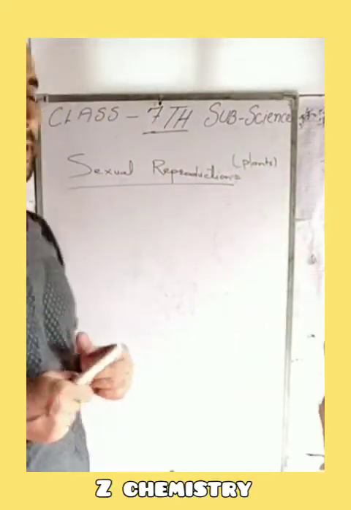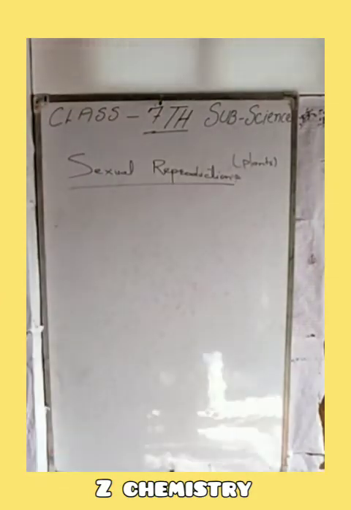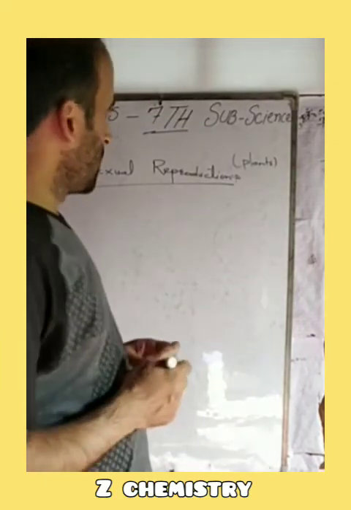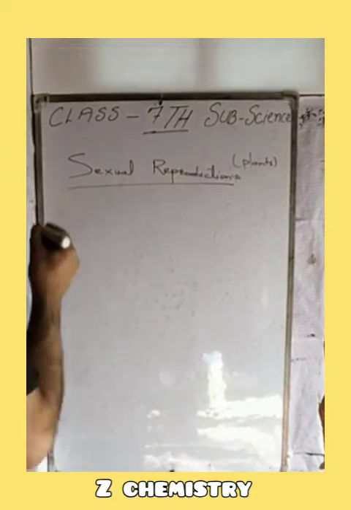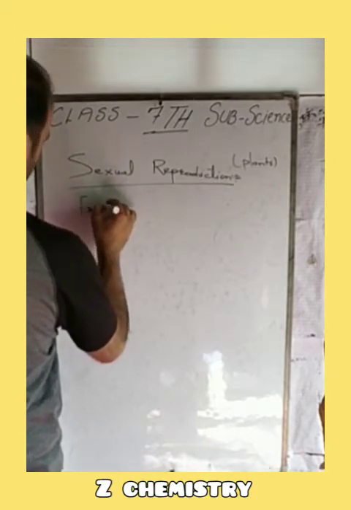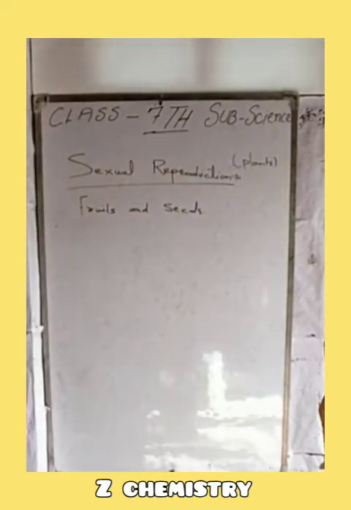Today we are going to discuss the next topic, sexual reproduction in plants, from the chapter Reproduction in Plants, class 7th. As we know, in plants the most important reproduction takes place. Besides this, the formation of fruits and seeds is controlled by sexual reproduction. These fruits and seeds are a very important source of the economy of any country or any state.